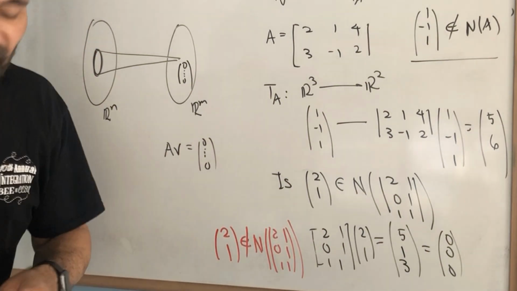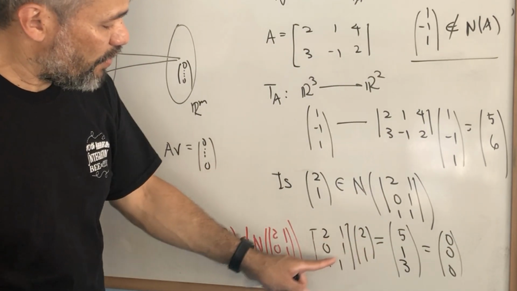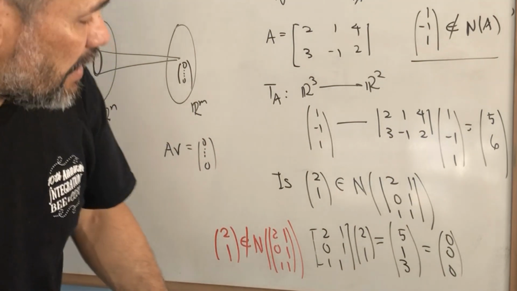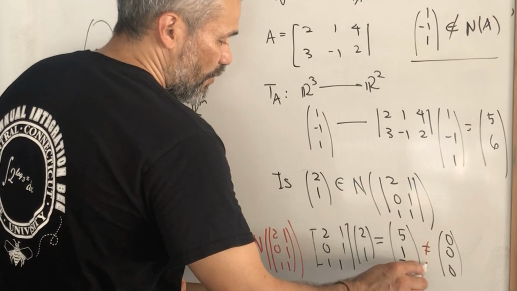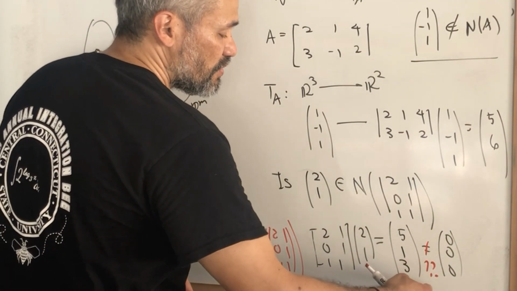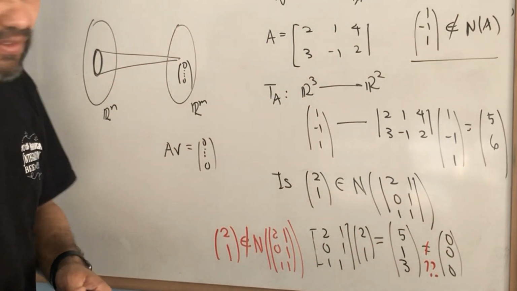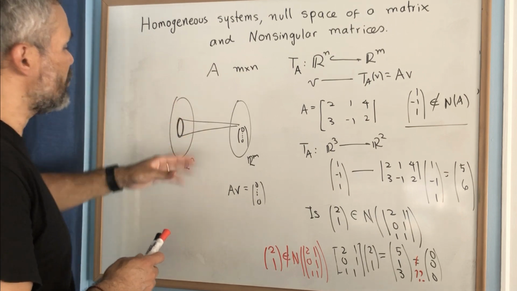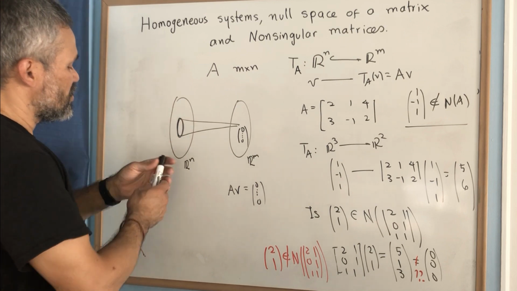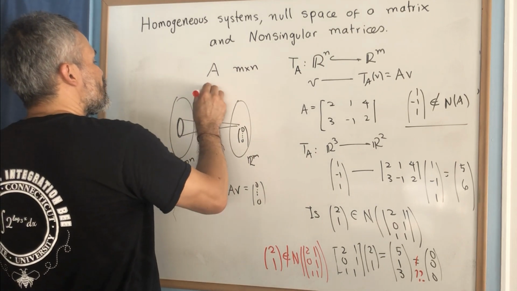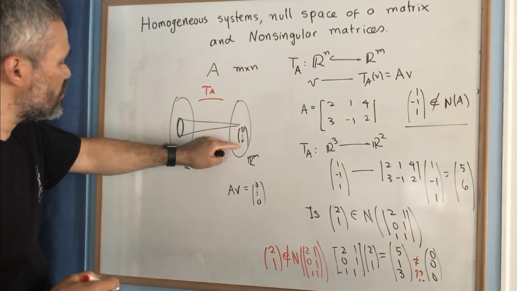Then to check if a vector is in the null space of a matrix, we just multiply that vector on the right of the matrix, and if we get 0, 0, 0, then it is in the null space. Remember that here we were asking ourselves, is this equal to 0, 0, 0? If it is, then it's in the null space, and if it isn't, it's not in the null space. Then let's continue with this interpretation. The null space of a matrix is the collection of vectors such that the function T of A sends those vectors into the vector 0, 0, 0, 0.